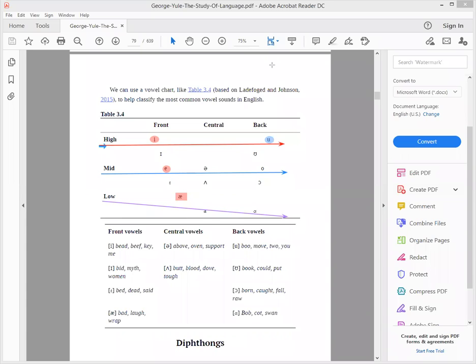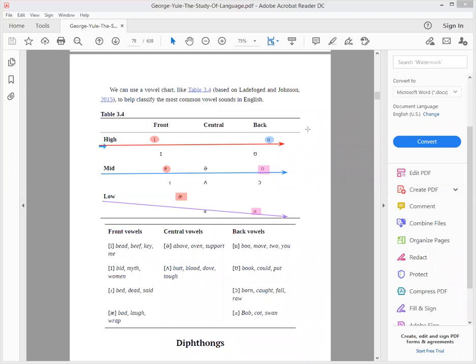Now we will talk about the mid back sound, that is o, as in born, caught, and fall. Then we have our low back sound, as in bob, caught, swan. When you saw this back sound, you saw that you were producing it from the lower side of the throat.